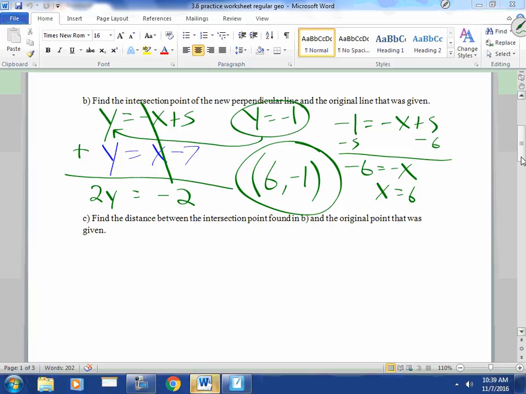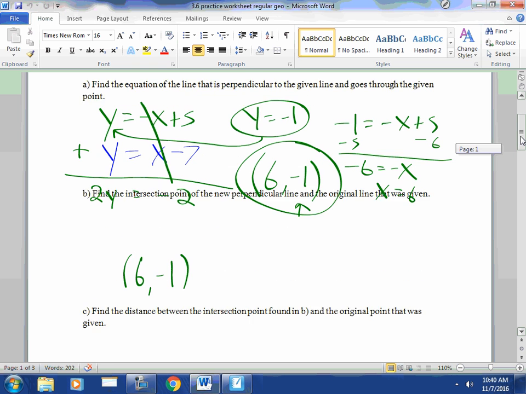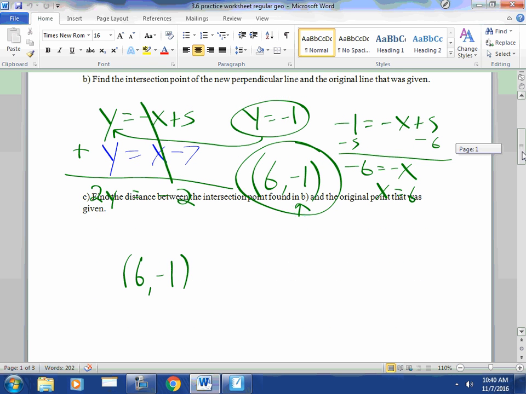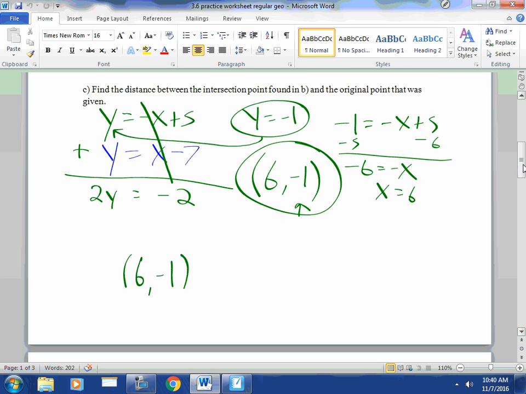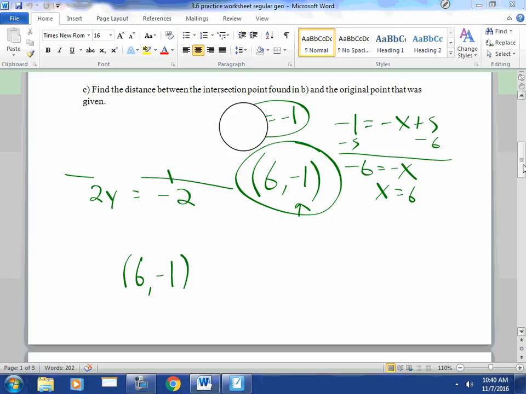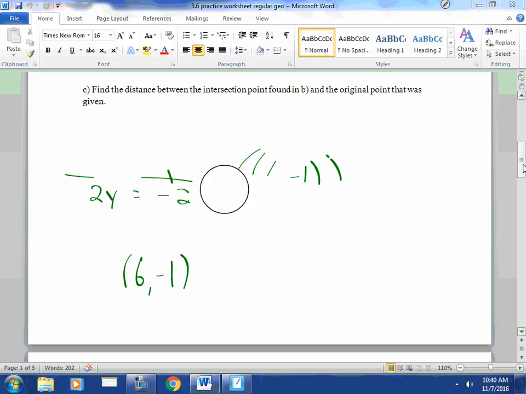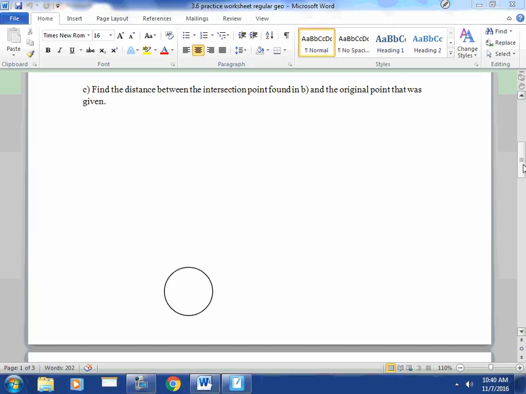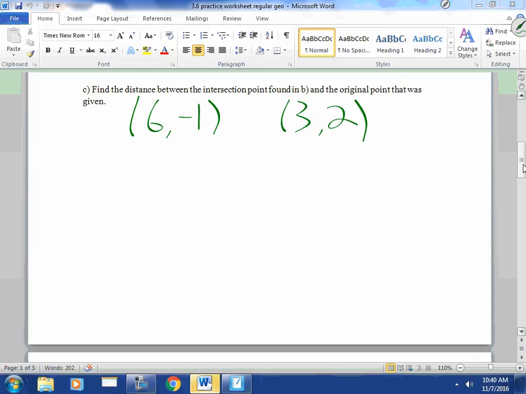Okay, so now look at C. Now they want us to find the distance between the intersection point we just found in B, which is that one, so 6, negative 1, and the original point that was given, which back up at the top was the point 3, 2. So let's do that now. So I have these 2 points. I have the point 6, negative 1, and the point 3, 2. And they want us to find the distance between them.